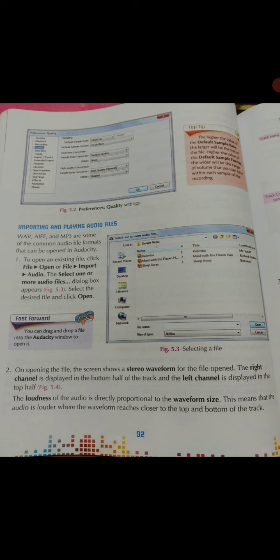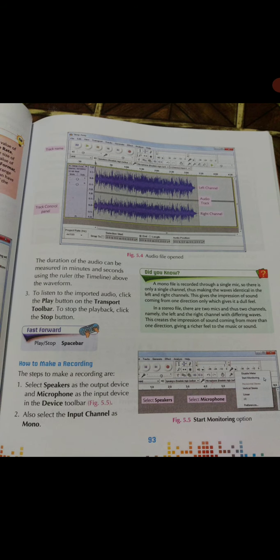Clear? Then you come to step 2. On opening the file, the screen shows a stereo waveform for the file opened. The right channel is displayed in the bottom half of the track and the left channel is displayed in the top half. The loudness of the audio is directly proportional to the waveform size. This means that the audio is louder where the waveform reaches closer to the top and the bottom of the track. The duration of the audio can be measured in minutes and seconds using the ruler, the timeline above the waveform. Now you see, students, figure 5.4.